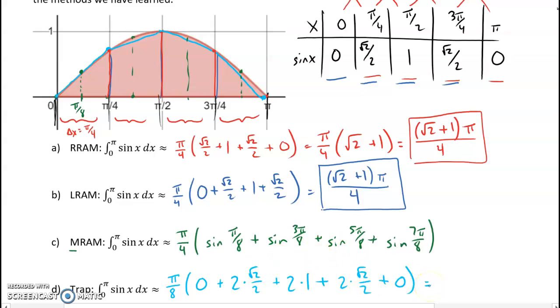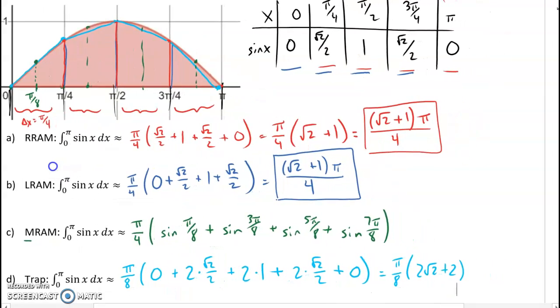The zeros go away, of course, so we have pi over 8 times 2 root 2 plus 2. And some of you might be noticing that if we factor out a 2 and reduce that with the 8 in the denominator, we end up with root 2 plus 1 times pi over 4.